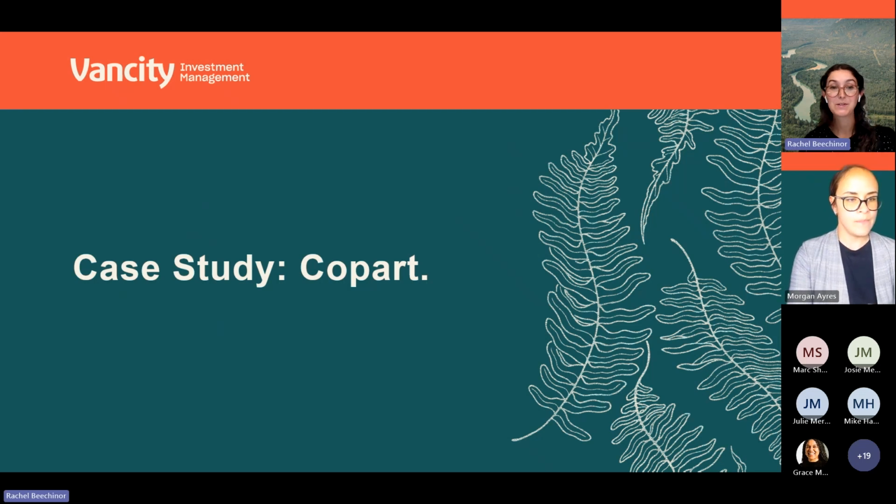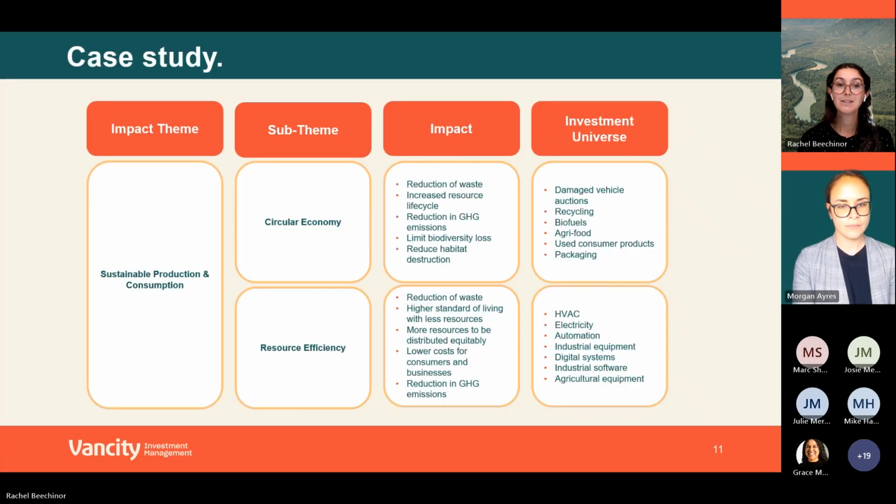So to put this all into practice, we thought it would be helpful to look at a case study. We will be focusing on Copart, which is a holding in the portfolio. Starting with the zoomed out view and how we start with the theme and eventually arrive at the investable universe, as already touched on, one of our impact themes is sustainable consumption and production.